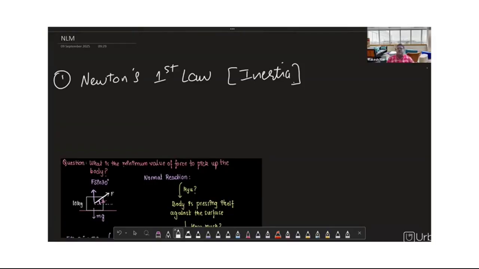So Newton's first law deals with the state of rest. It deals with the state of a body, basically, to be more precise. So what does it say? It describes inertia. Inertia is the virtue of a body, like by virtue, what a body holds.